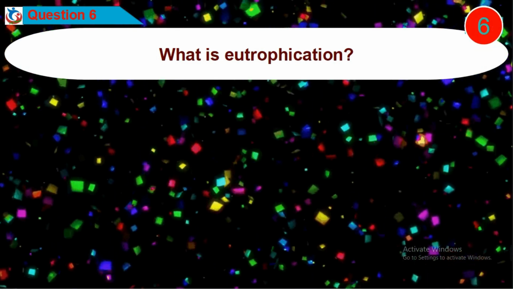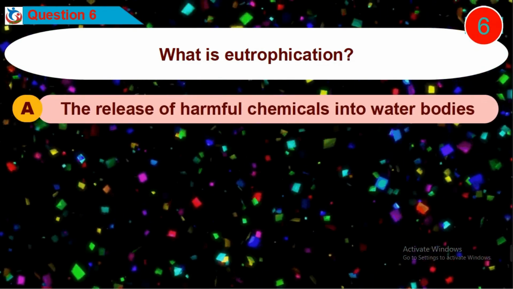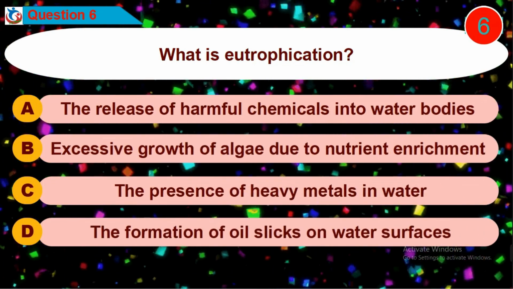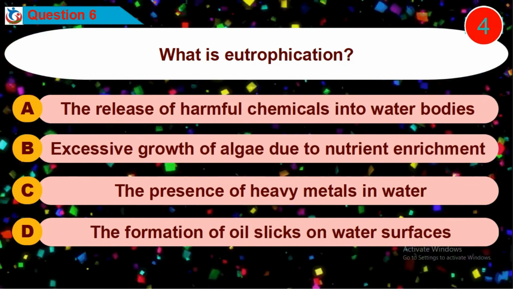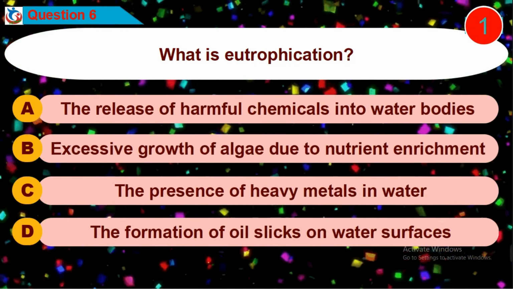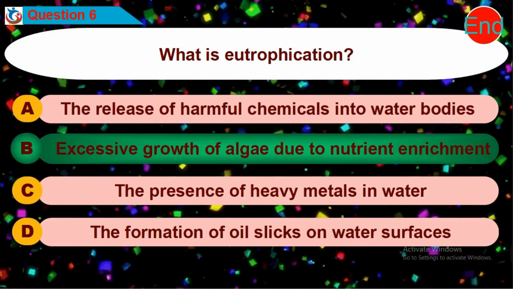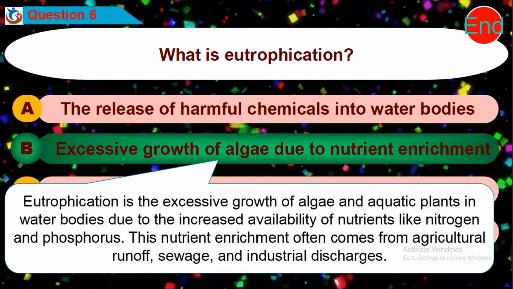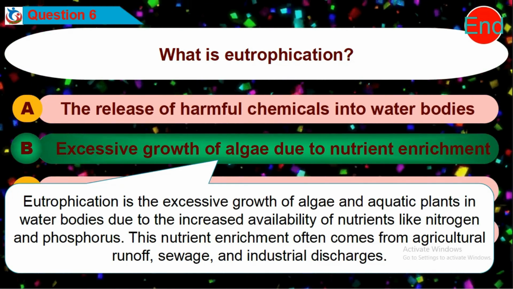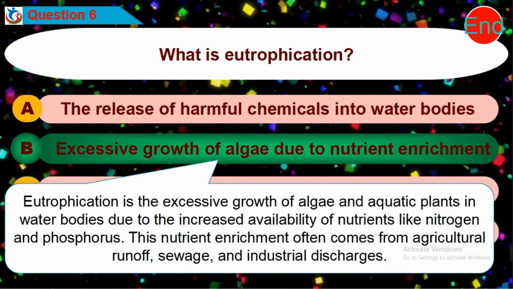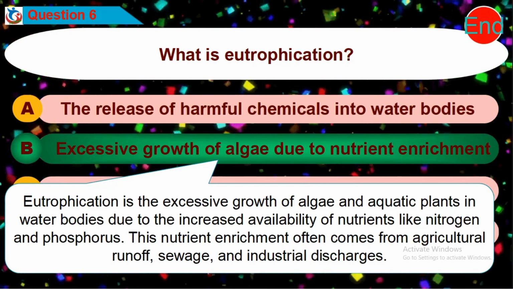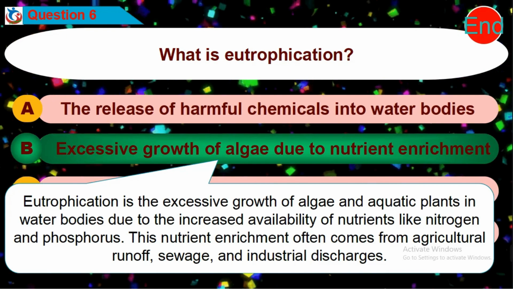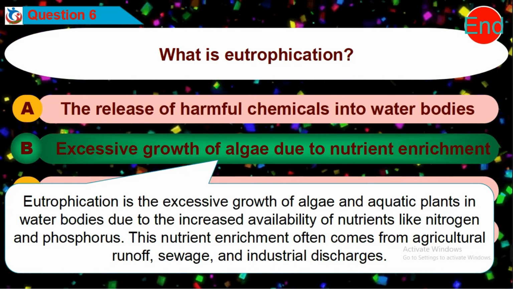Question 6. What is eutrophication? Is it option A, B, C, or D? Eutrophication is the excessive growth of algae and aquatic plants in water bodies due to the increased availability of nutrients like nitrogen and phosphorus. This nutrient enrichment often comes from agricultural runoff, sewage, and industrial discharges.